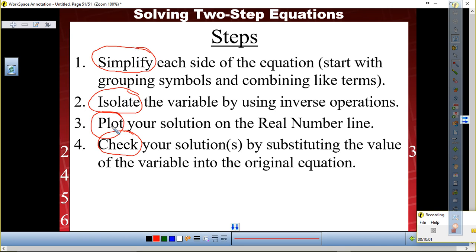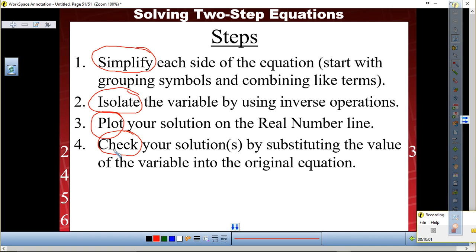Simplify, isolate, plot, check. Simplify, isolate, plot, check.